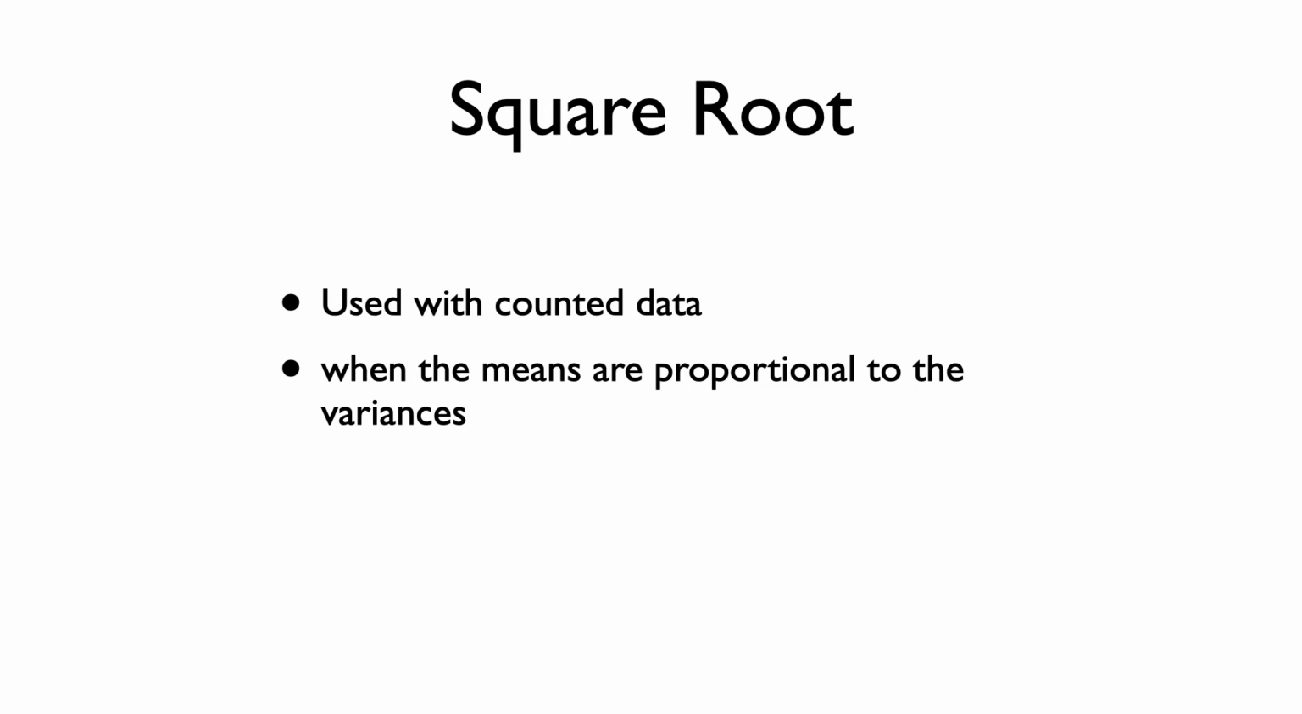That should make some sense when you think about it, I guess, because if the average in some group is one correct, there's not gonna be a lot of variance. Right? There's not gonna be a lot of variance. If there's a higher number, there's gonna be more variance. So the means are gonna be proportional to the variance. And square roots fix this.